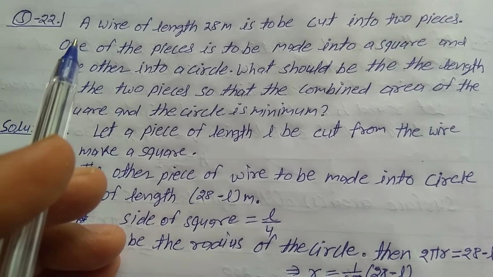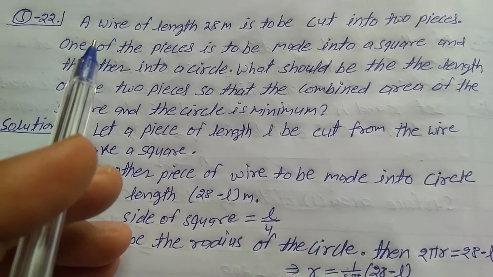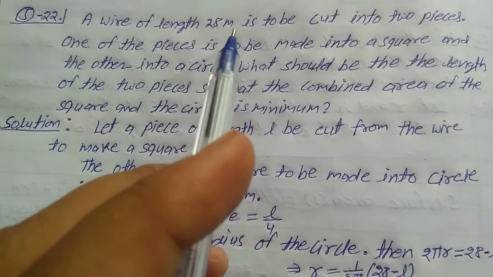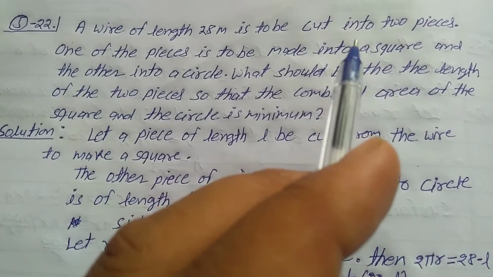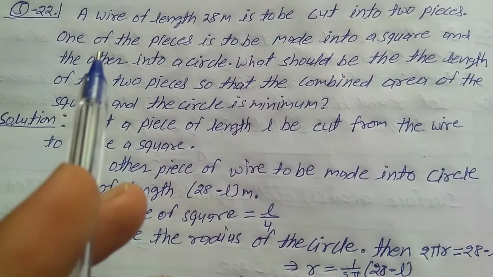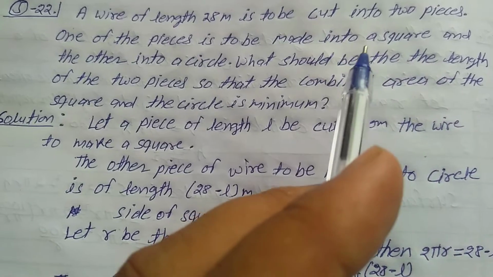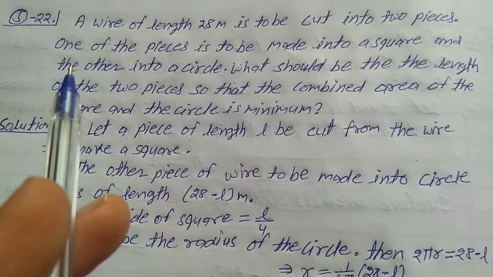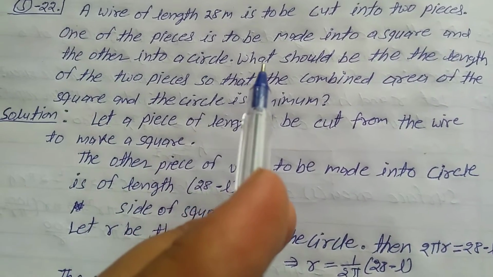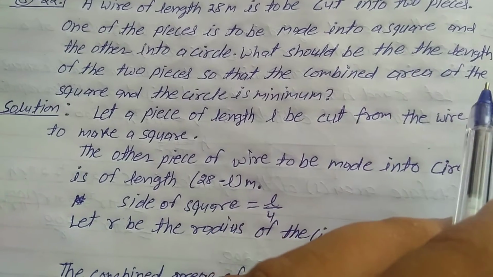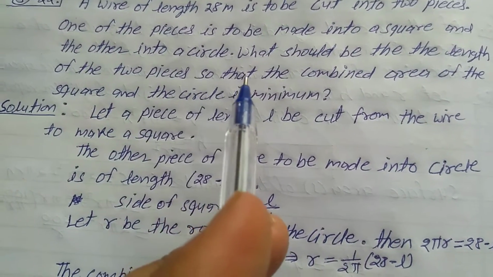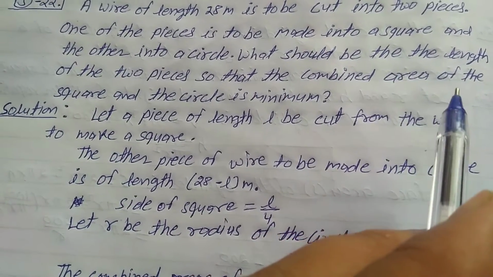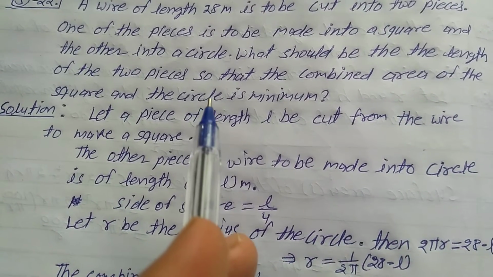Explain question 22, exercise 6.5, class 12. A wire of length 28 meters is to be cut into two pieces. One of the pieces is to be made into a square and the other into a circle. What should be the length of the two pieces so that the combined area of the square and the circle is minimum?